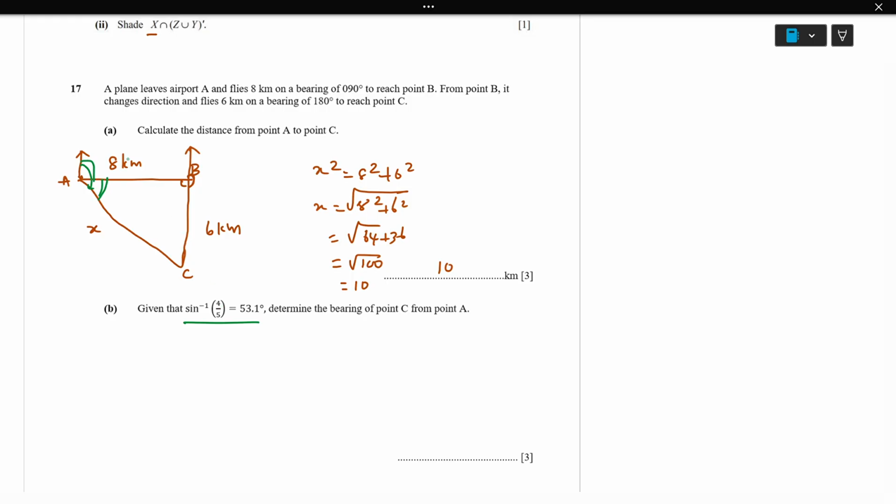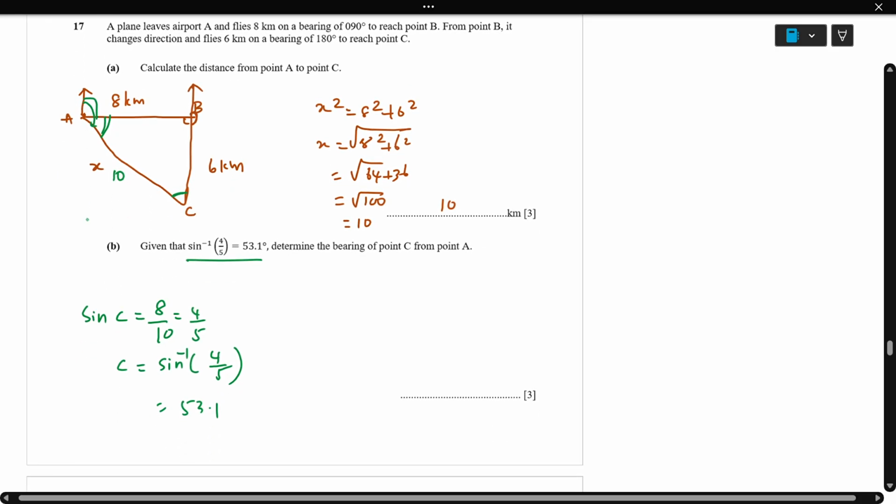4 over 5 means here 8, and we know this value, this is going to be 10. 8 over 10, they chose only this angle. So what we can write now, sine C equals 8 over 10. So angle C equals sine inverse of this, which we can write as 4 over 5. So sine inverse of 4 over 5, this value is already given, which is 53.1. So we know the C value, also we know B. B is 90 degrees. So we can find this angle.